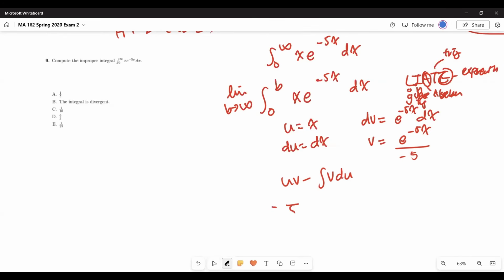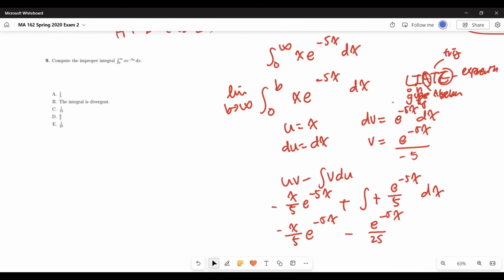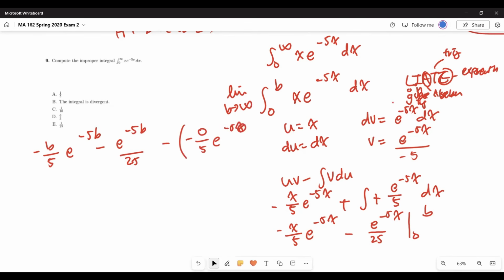U is x, v is e to the negative 5x over negative 5. So this just becomes negative x over 5 e to the minus 5x minus the integral of negative 1 over 5 e to the minus 5x dx. This becomes positive. So negative x over 5 e to the negative 5x, and then this will just become negative 1 over 25 e to the negative 5x, integrating from 0 to b. Let's put that in. It's negative b over 5 e to the negative 5b minus e to the negative 5b over 25, minus 0 over 5 e to the minus 5 times 0, minus e to the negative 5 times 0 over 25.